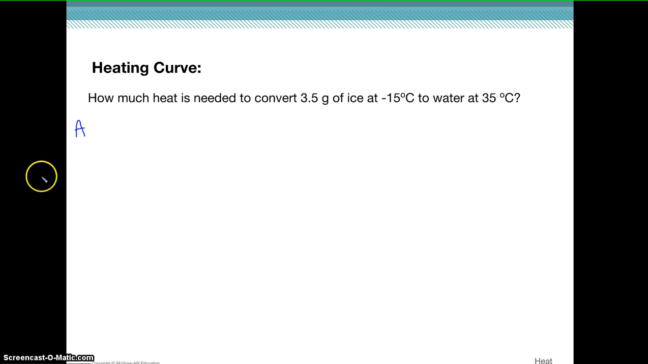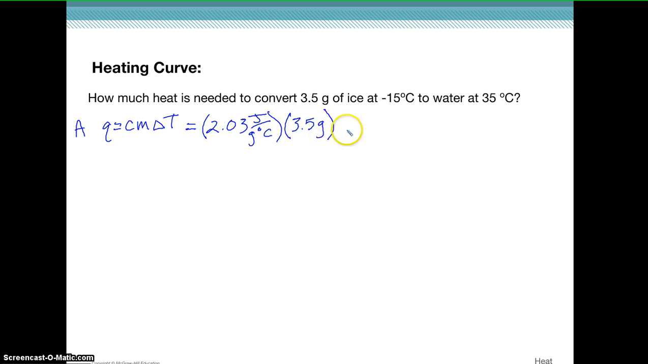So we have a change in temperature, which means we're going to be using Q equals Cm delta T to figure out how much heat it takes to make that temperature change. So we need the specific heat of ice. And if you go back to your chart of specific heat, you'll notice that ice has a different specific heat than liquid water. So we want to make sure we're using the solid water specific heat, which is 2.03 joules per gram degree Celsius.